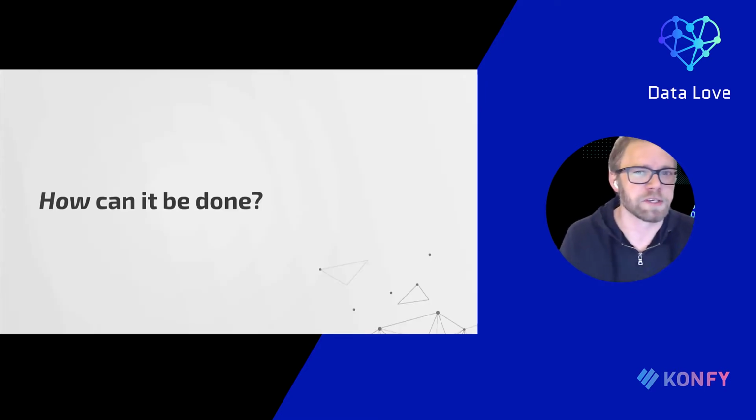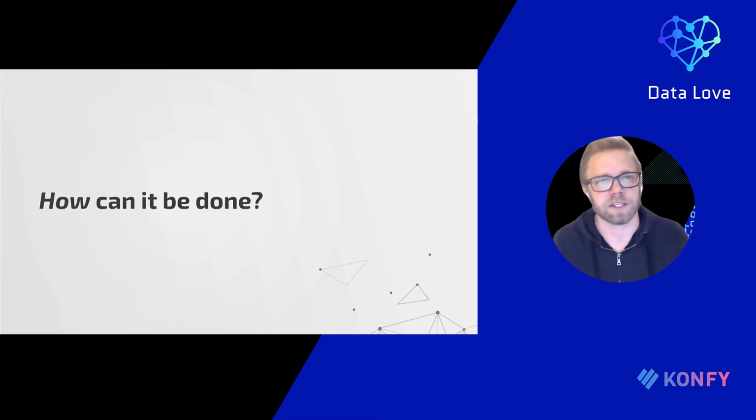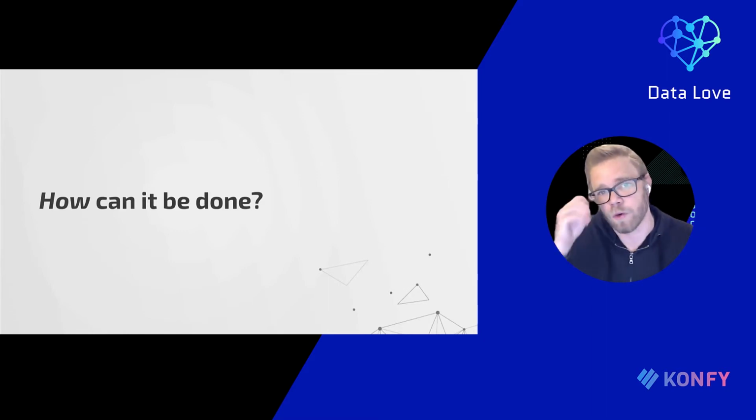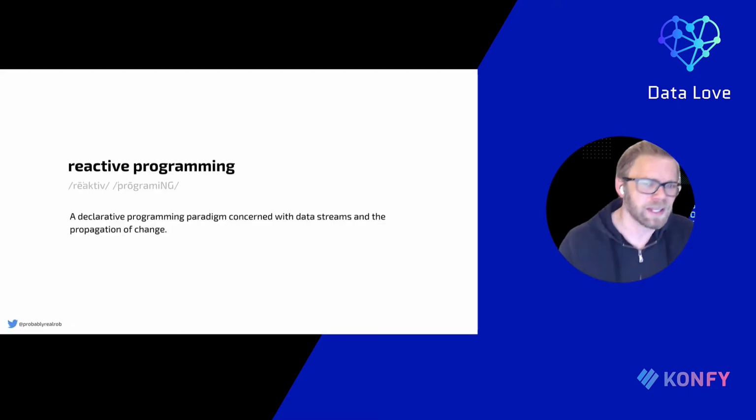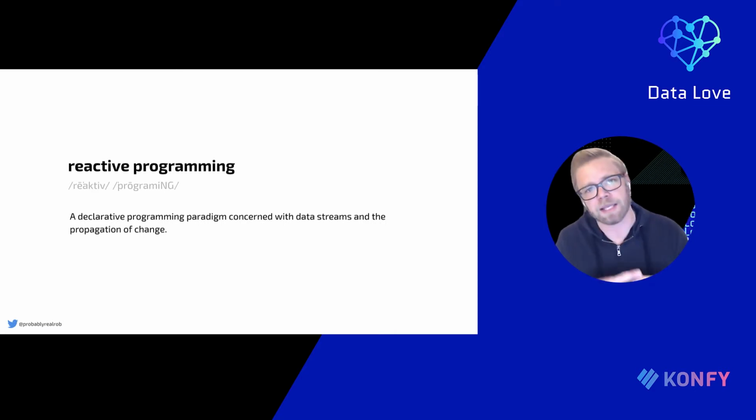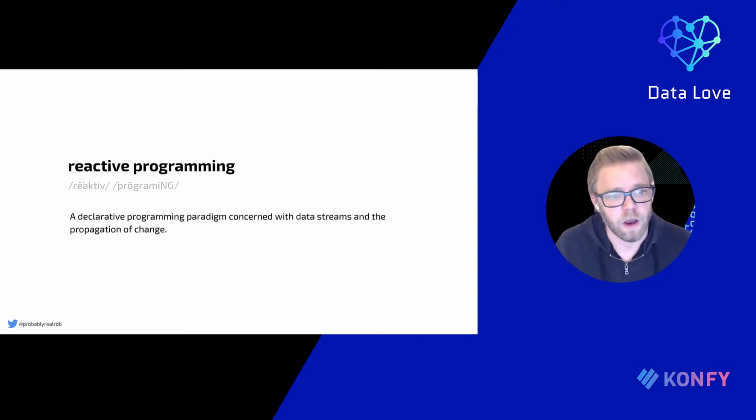But our question really is more, how can this be done at this point, right? That's a very high level view of what's happening and how we're thinking reactively. But really, we need to think about how this can actually be done. And to do that, we need to take a step back and look at the definition of reactive programming, which is the simplest way to understand that.